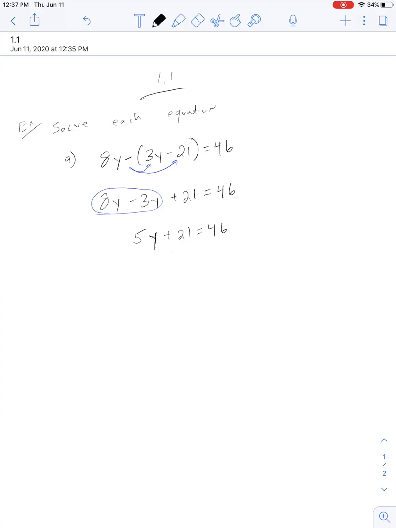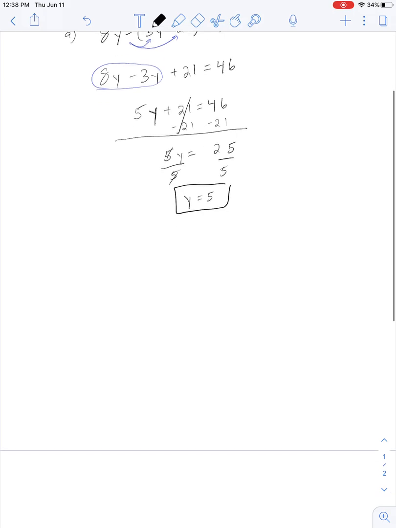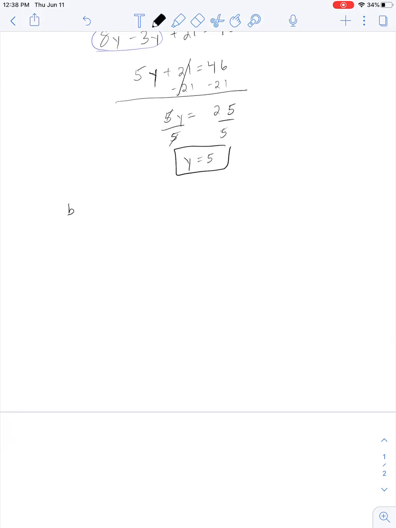All right, so we do that by subtracting 21 from both sides. That cancels out. We're left with 5y equals, and we subtract: 46 minus 21 is 25. And then our last step, this is 5 times y, the opposite of multiplication, we just divide both sides by 5. Cancels, cancels. We get this answer here to be 5. So, nice first example of solving an equation. So a little bit of review. How about our next one?